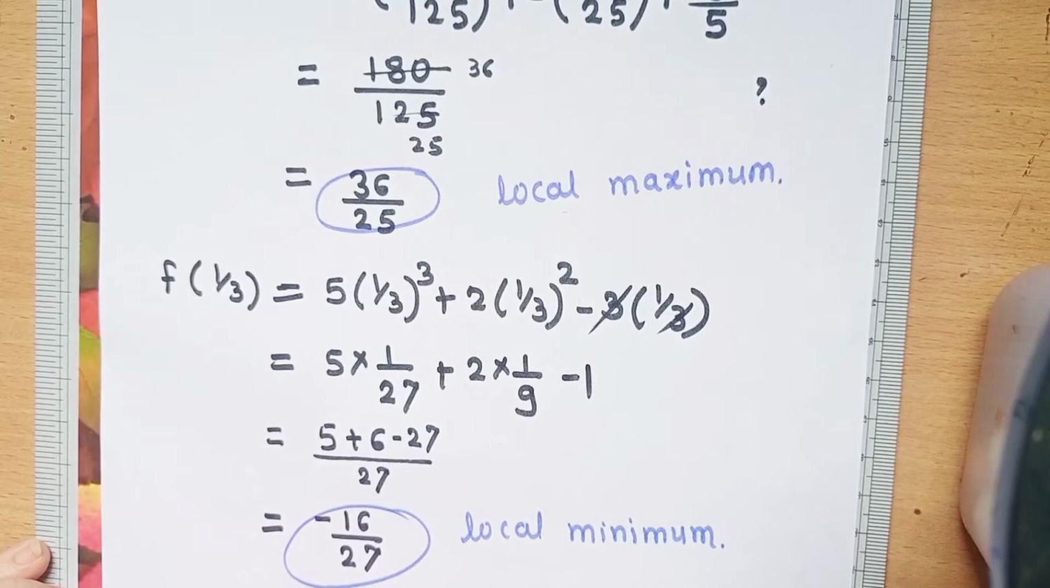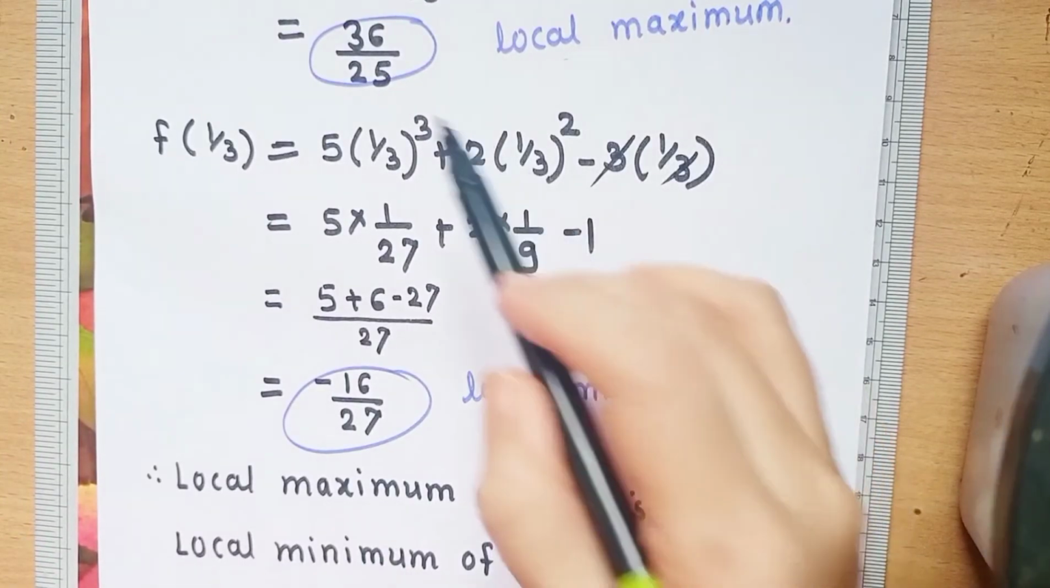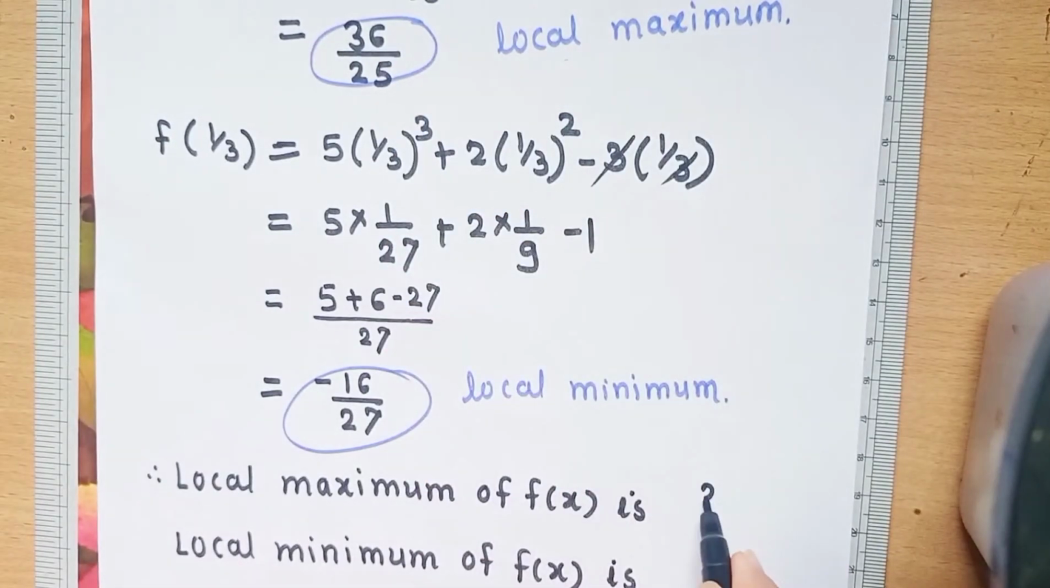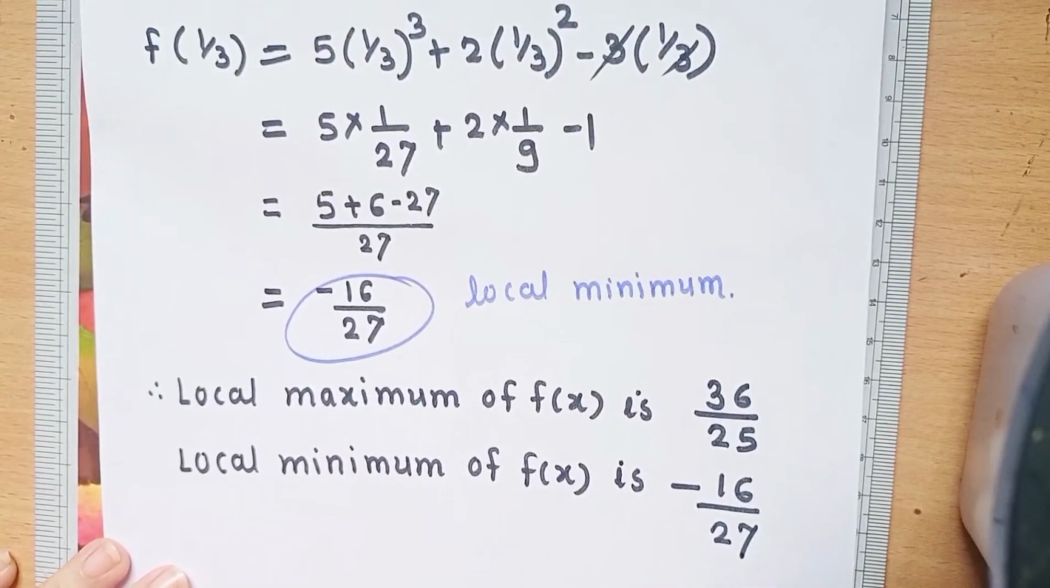And so write down the last statement. The local maximum of f of x is 36 upon 25 and the local minimum of f of x is minus 16 upon 27.